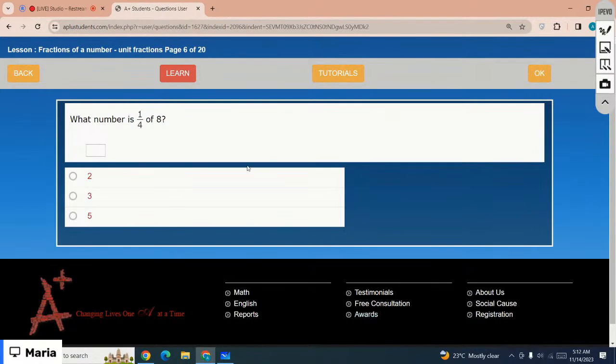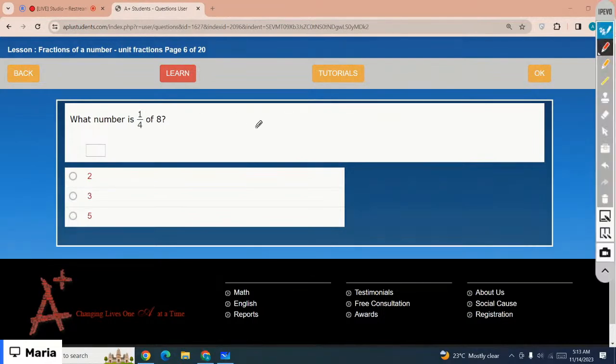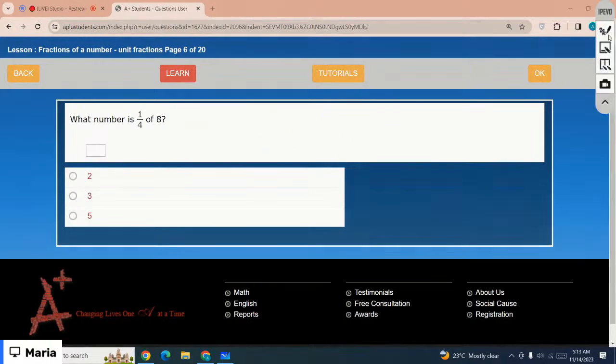So 1/4 of 8 is, what you have to do basically? You have to do 1 by 4 times 8, right? You have the denominator 1. Do numerator times numerator: 8 times 1 is 8 and 4 times 1 is 4. So when you divide 8 by 4, 4 times what number is 8? Yes, very good. That is 4 times 2 is 8. So the correct option is 2. Got it?